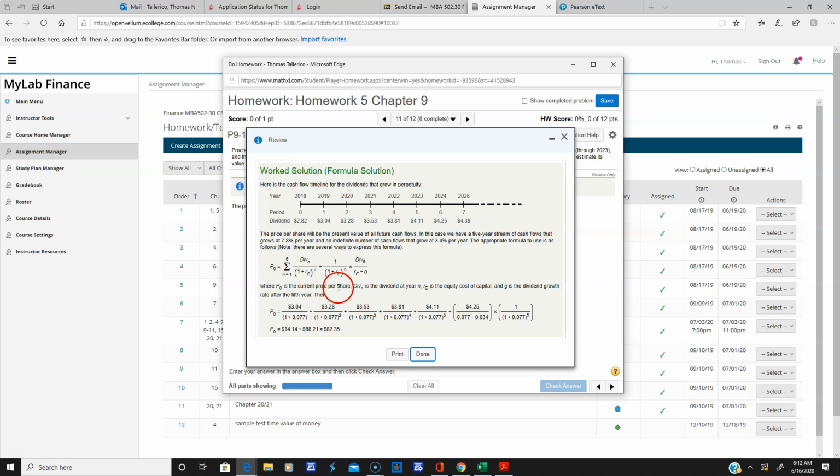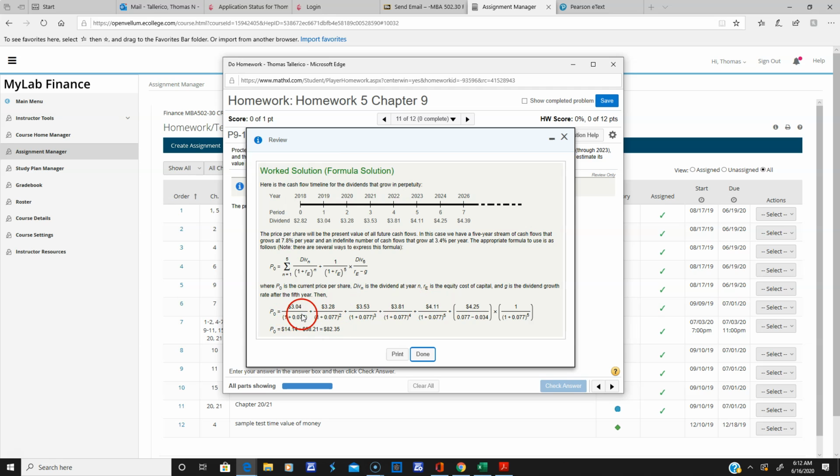So P0 is the current price per share, D_N is the dividend at year N, R_E is the equity cost of capital, and g is the dividend growth rate after the 5th year. What we have to do is take this equation and plug numbers in. So for the first 5 years, we have 1, 2, 3, 4, 5. You'll notice here are the dividends, 1, 2, 3, 4, 5. You see those dividends going in right here?